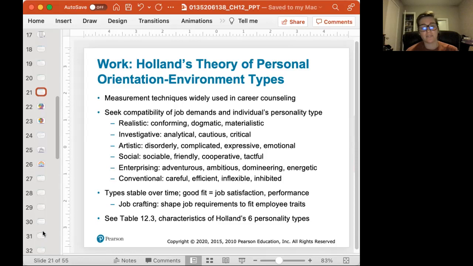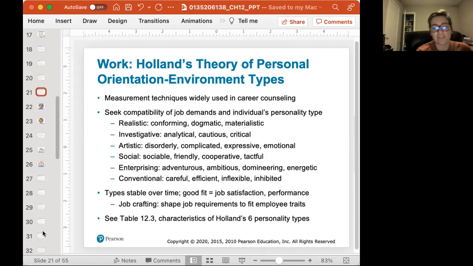So seeking compatibility of job demands and individual personality type is the goal of Holland's theory. So the realistic part of oneself is conforming, dogmatic, and materialistic. The investigative side is analytic, cautious, and critical. The artistic part is disorderly, complicated, expressive, and emotional. Social is sociable, friendly, cooperative, and tactful. Enterprising is adventurous, ambitious, domineering, and energetic.